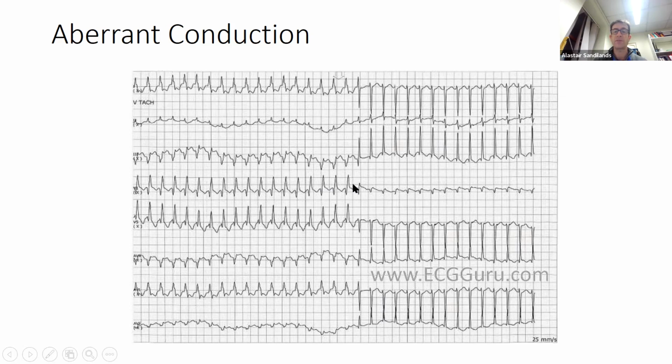Now the right bundle says, I'm okay again. I'm going to switch back on and I become narrow complex during this phase of the tachycardia. So you know that this is aberrant conduction because the tachycardia is seamless and goes from being broad into narrow without stopping. You could go the other way, narrow into broad complex, and if it's seamless going the other way, that is still aberrant conduction. So it's just a functional bundle branch block that occurs when the heart is going fast.